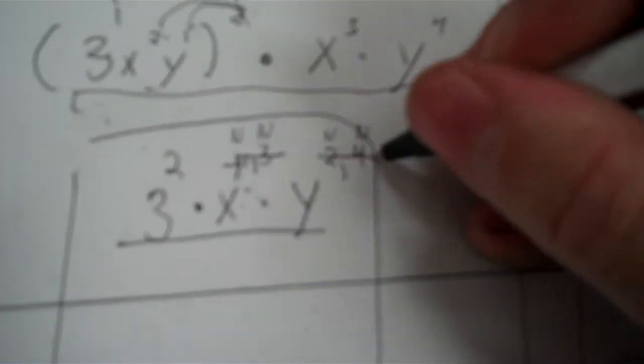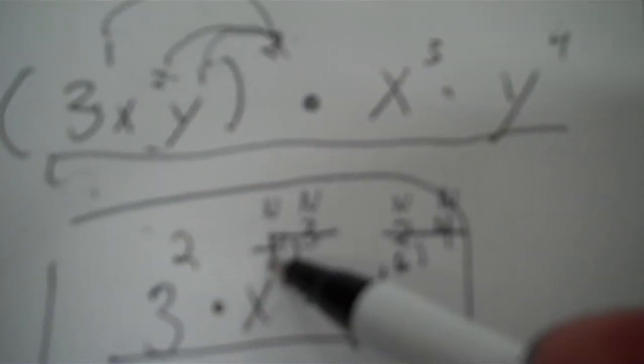This is to the first, but it's in a quantity that's all raised to the second, so 1 times 2 is 2, and then we have a 4 right there. So again, they're both in the numerator, so I'm going to go ahead and add those together, and that gives me a power of 6. Okay, so I got 3 to the second, x to the 7th, and y to the 6th.